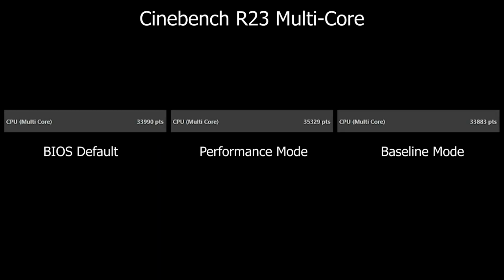In Cinebench R23 multi-core test, we've got 33,990 on BIOS default, 35,329 on performance mode, and 33,883 on the baseline mode. So while the performance mode doesn't go hand in hand with the Intel recommended guidelines, it still managed to hit the highest score. Let's check the secret behind this.